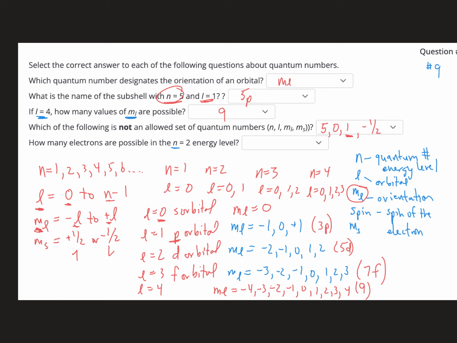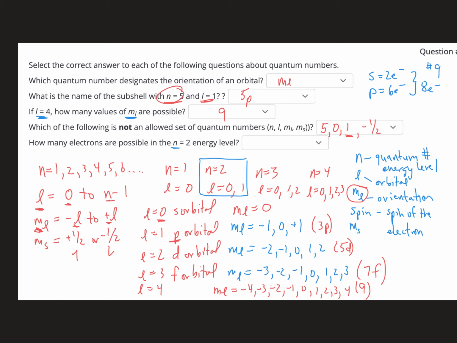How many electrons are possible in the n equals 2 energy level? So n equals 2. We have an s orbital. That's 2 electrons, and I have my p orbitals. We have 3 p orbitals whenever we have p orbitals. 2 electrons each, so 3 times 2, 6 electrons, for 8 electrons total.